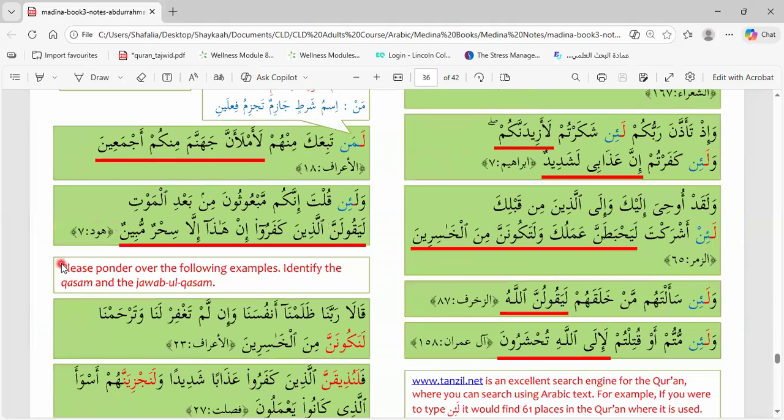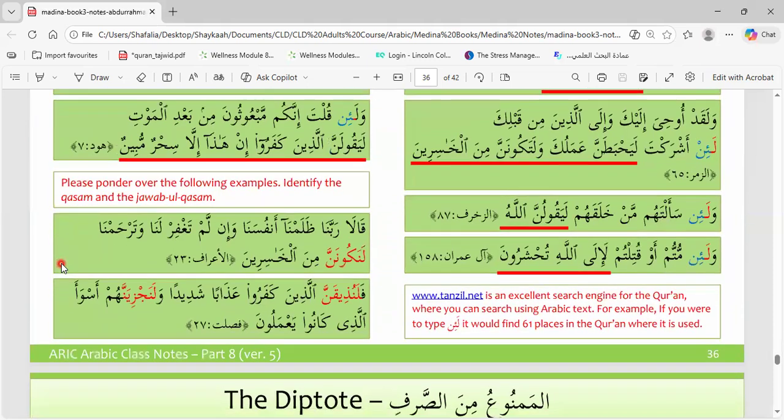Have a look at these and then just see. So here you will see very easily which is jawab al-qasam. So here we can see that's the qasam and here is the jawab al-qasam. Then have a look at these ones. You can see here with the jawab, if it's got the fa or the wa, we see the answer to that.